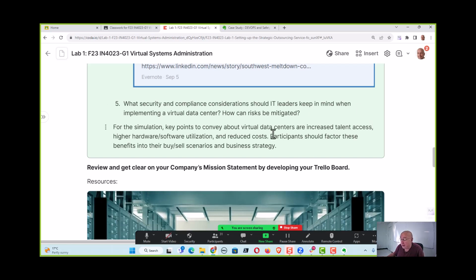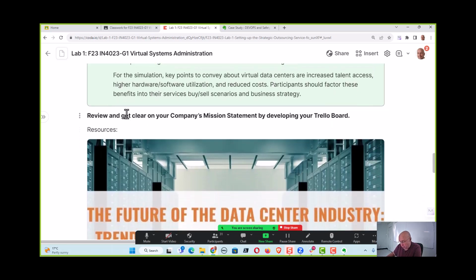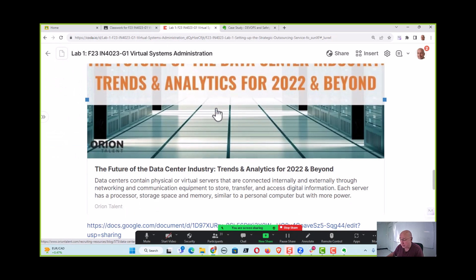So participants should factor these benefits into their buy-sell scenario, their services, when you're buying and selling services with other teams. Review and get clear on your company's mission statement by developing your Trello board. That was something I asked you to do in week 2. Next week, I'm going to issue each team some more specific instructions. I'm going to give you some virtual clients that you're going to have to provide for the needs of, and some tasking you need to do to provision for those clients. If you read this article, I think that'll be a good help. That'll get you started.